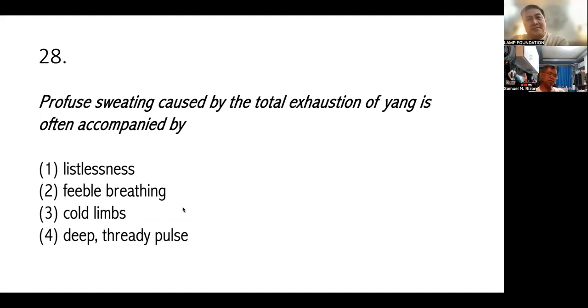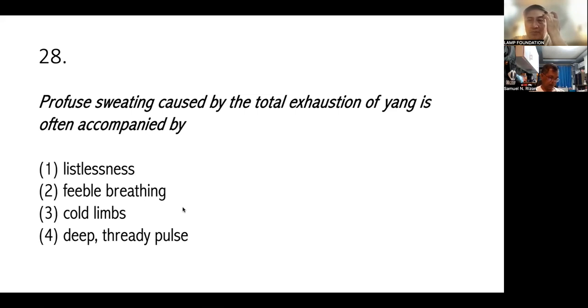Okay, 28. Number 28, profuse sweating caused by the total exhaustion of yang is often accompanied by restlessness, feeble breathing, cold limbs, deep and thready pulse. And all of it, Doc, my answer is letter E. Okay. Lahat po ito. So ito yung parang naghihiwalay na si yang sa yin ha. Yang collapse na to. Do you follow? Okay. May pagka-chronic na to, Doc. Hindi lang chronic, malapit na. Kasi lalo na pag may mga oily sweat na yan dito sa may forehead.